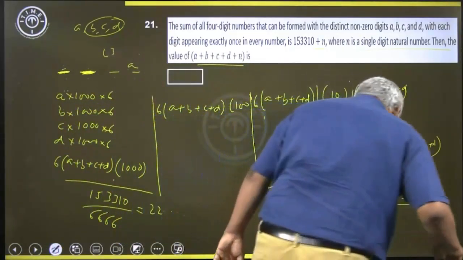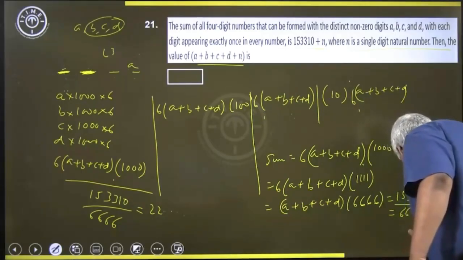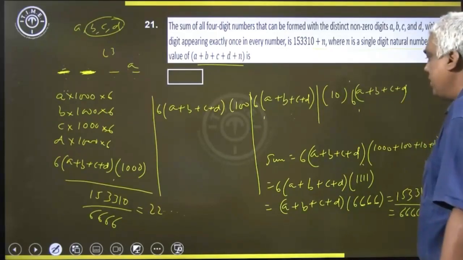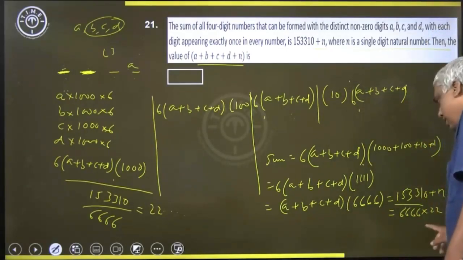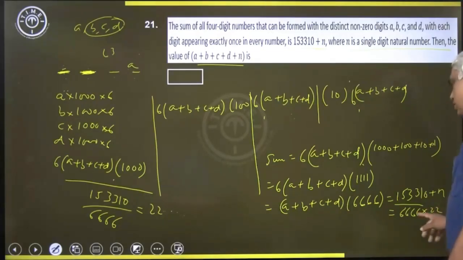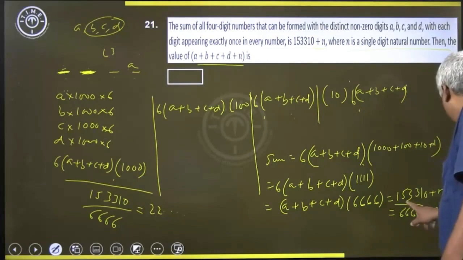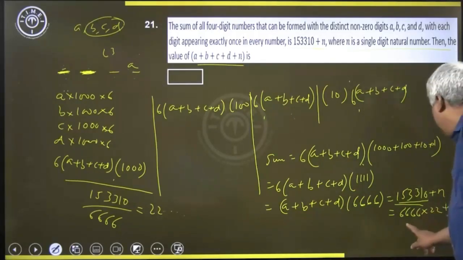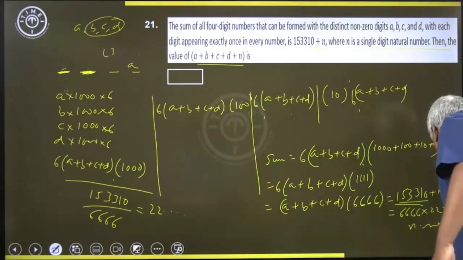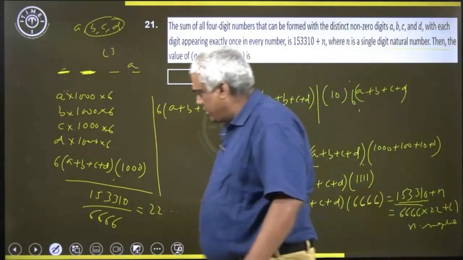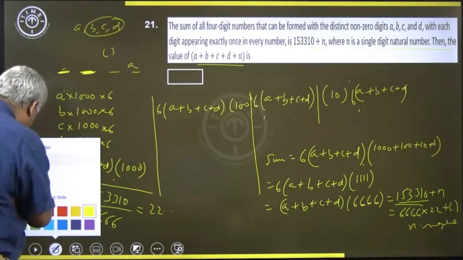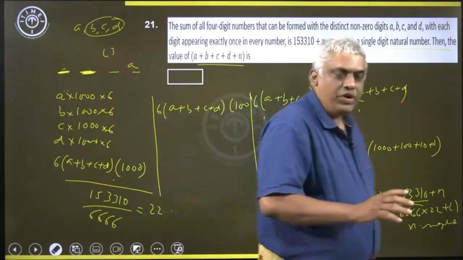So if I take 666 into 22, to get this number we have to add something. So n will come out negative, and so it will not satisfy. If you check, it will not work. 22 will not work.